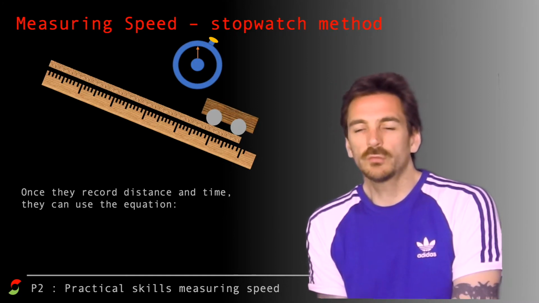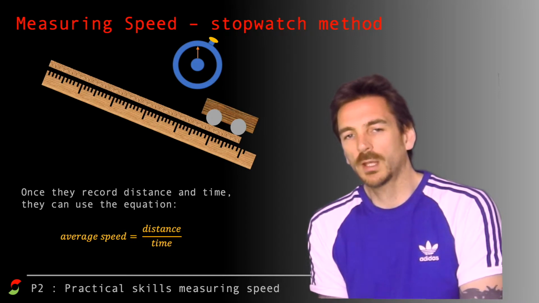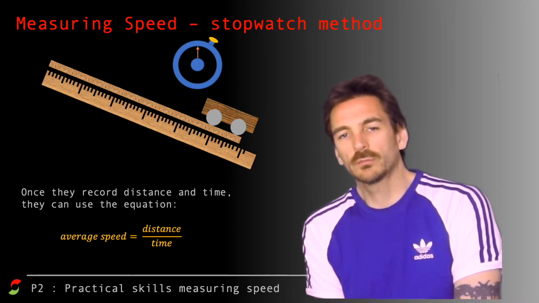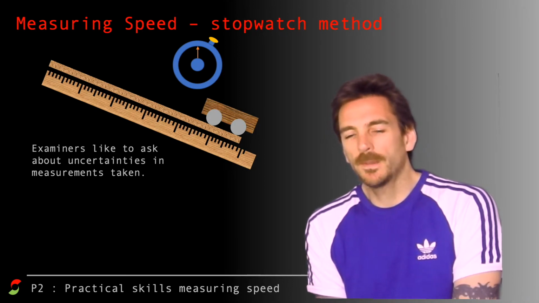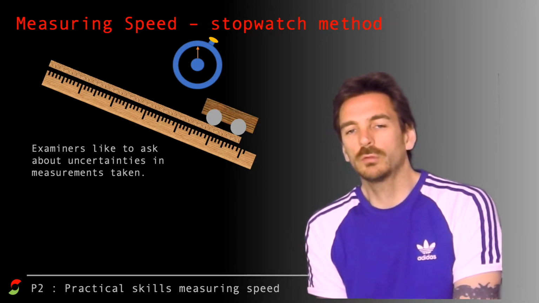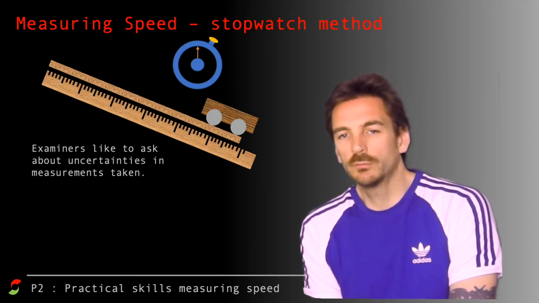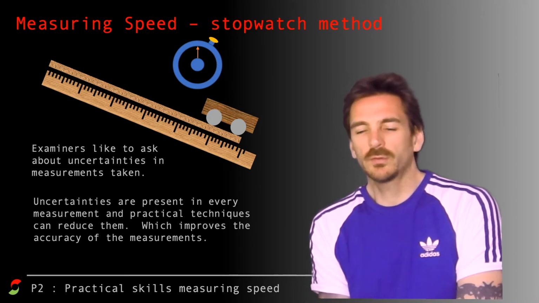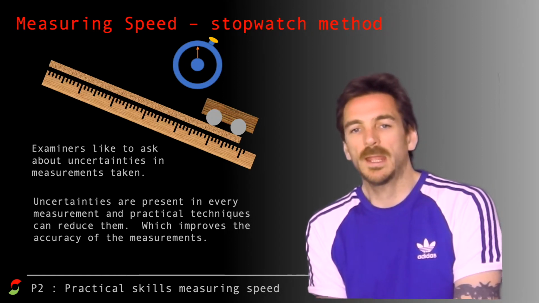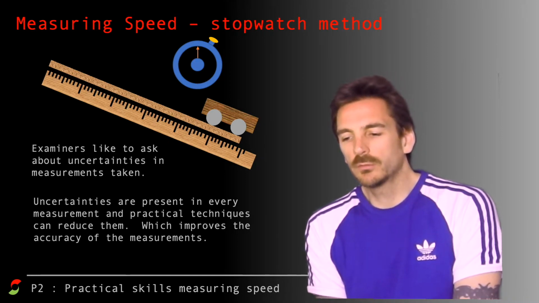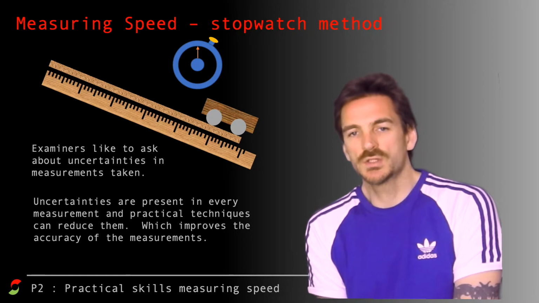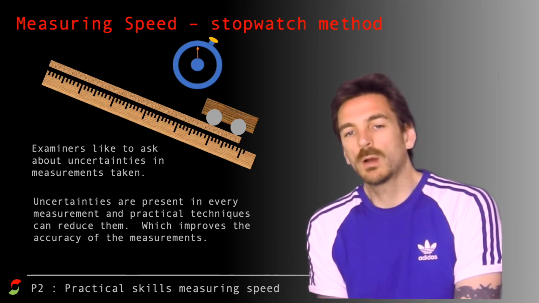So once you've recorded the distance and the time, it's quite straightforward. You can calculate the average speed by the distance that it travels over the time taken. But sometimes it's not the end of the story with examination questions. They like to talk about uncertainties and how the student could improve the accuracy by reducing the uncertainties. And the thing is that uncertainties are present in every measurement that's taken. And what we can do is improve practical techniques to reduce those uncertainties, and we hope that that will improve the accuracy of our readings.